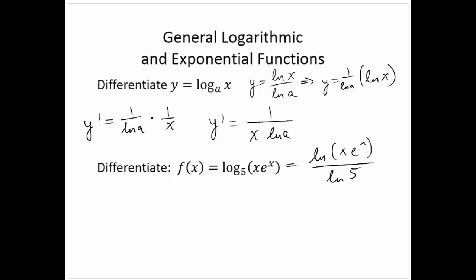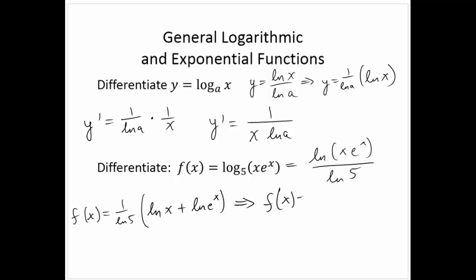Using some properties for logarithms, I can further think of this function as 1 over the natural log of 5 times, let's see, I'll use brackets. I can write this as the natural log of x plus the natural log of e to the x. Still simplifying this further, f of x is 1 over the natural log of 5 times the natural log of x plus x. The natural log of e to the x is just x.